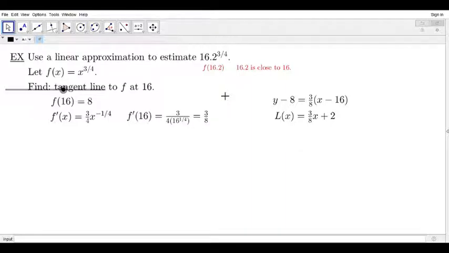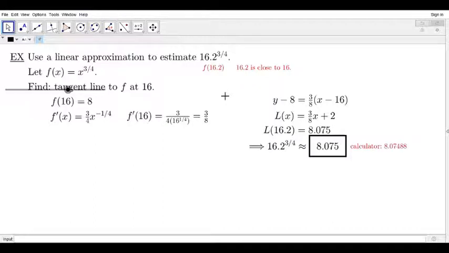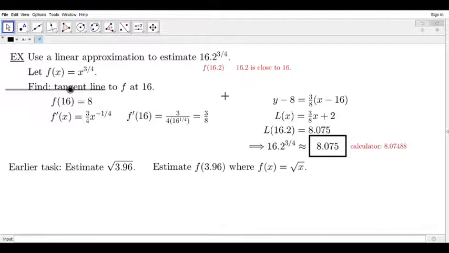Let's label that linear function L. L of 16.2 is 8.075. Our approximation to 16.2 raised to the 3/4 is 8.075. The calculator output is 8.07488. Quite close. Now the name of this section is differentials. What are they and how are they used in approximations?